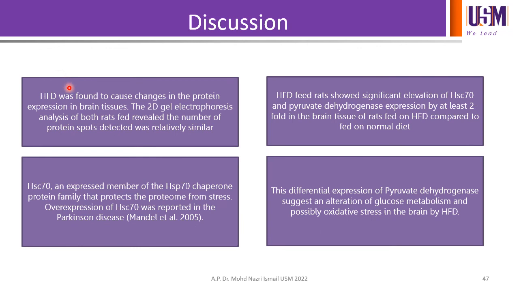Okay, in terms of the protein data, HFD was found to cause changes in the protein expression in brain tissues. However, the 2D gel electrophoresis has shown that the number of spots is relatively similar. But in terms of expression, there are at least two proteins that were found to be expressed at least twofold in the brain tissue of HFD rats compared to the normal diet rats. One of the proteins is HSC70, which comes from the HSP70 chaperone family, a protein family that protects the proteome from stress. Overexpression of this protein was also reported in Parkinson's disease. The other protein, pyruvate dehydrogenase: its differential expression suggests an alteration of glucose metabolism and possibly oxidative stress in the brain by HFD.